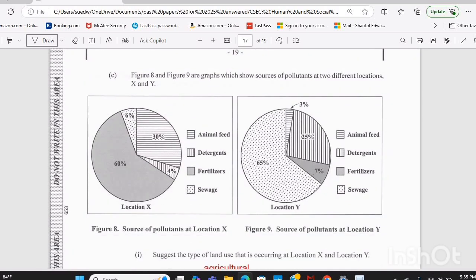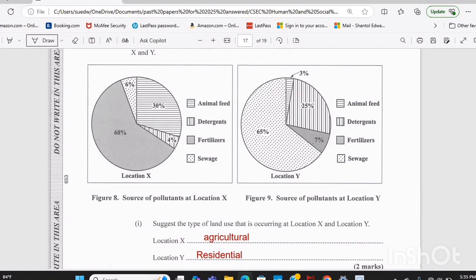Figure 8 and figure 9 are graphs which show sources of pollutants at 2 different locations. So we have pollutants at location X and source of pollutants at location Y. Suggest the type of land use that is occurring at location X and location Y. Now, if you do social studies, this should come back to you. Location X and location Y. Let's look at X, I put here that is agricultural.